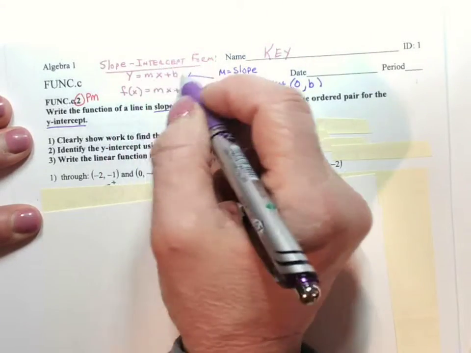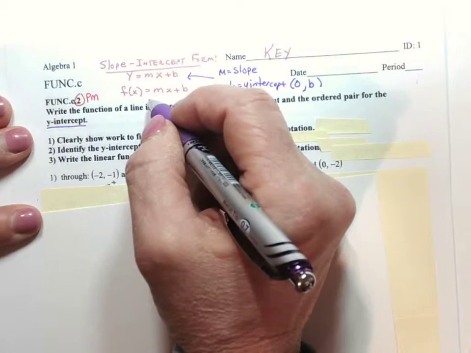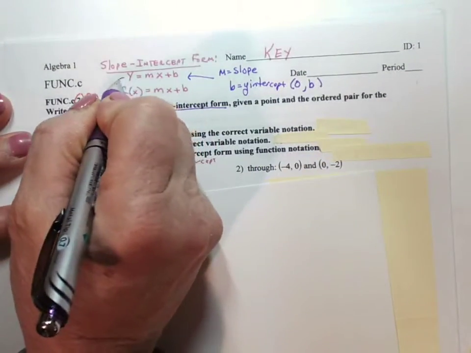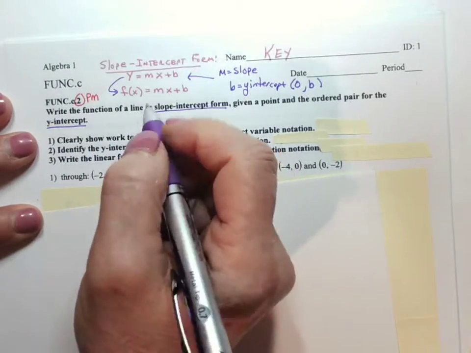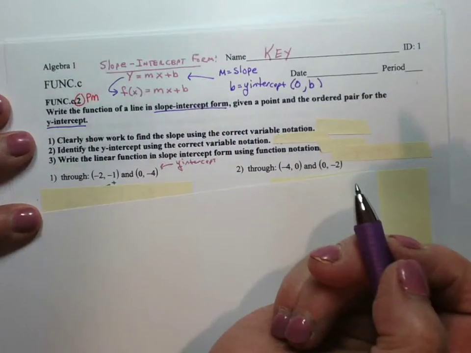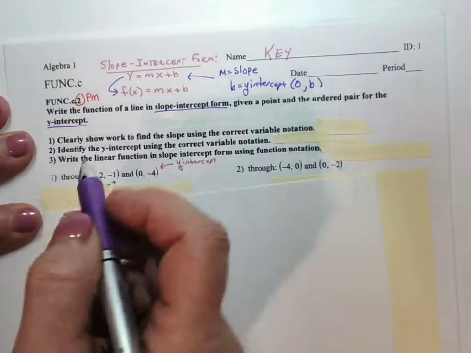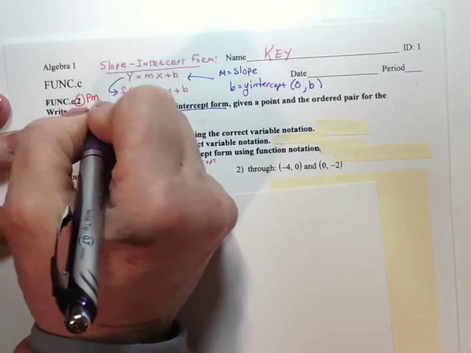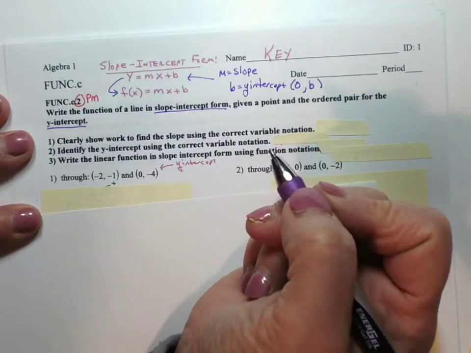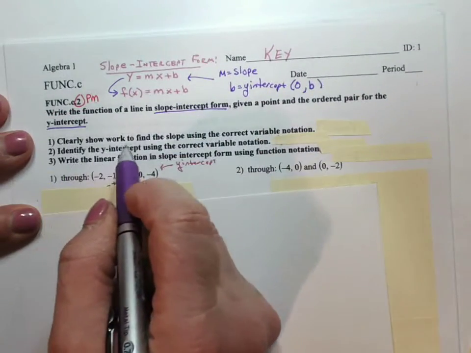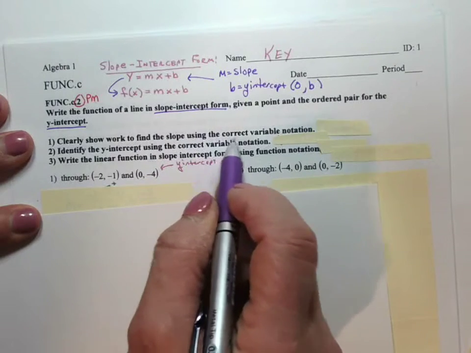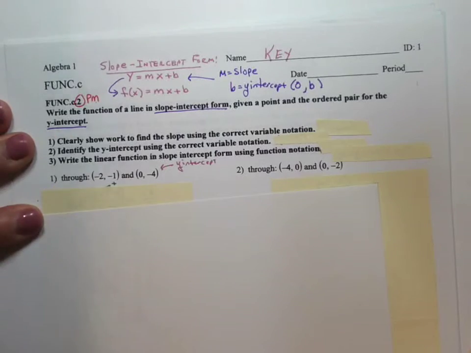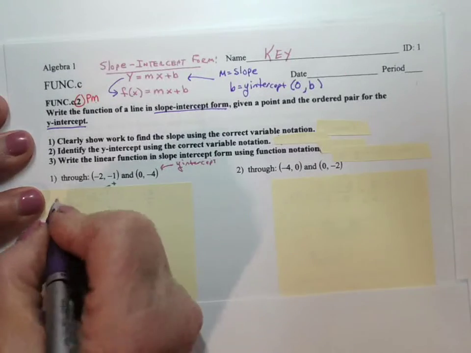To write this equation in function form, you have to change the y to f of x. This is function form. So, the criteria for doing level 2, which is partially meets, is clearly show your work to find the slope using the correct variable notation. That is step 1.